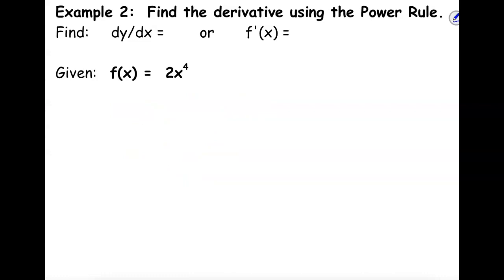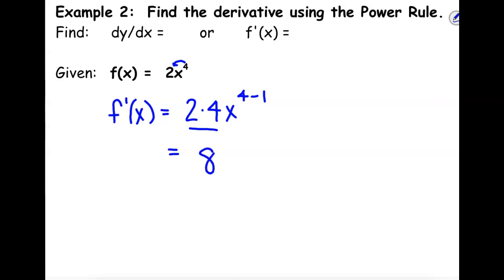Example 2, new function, 2x to the fourth. To find the derivative function, you have a 2, and now you're going to bring that 4 down in front, x, and then you're going to take 4 and subtract 1. Now we're ready to multiply in front those coefficients. So 2 times 4 is 8, x, and now 4 minus 1 is 3. So the derivative function is 8x cubed.